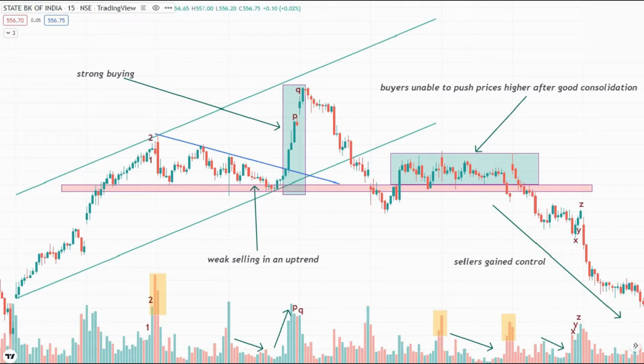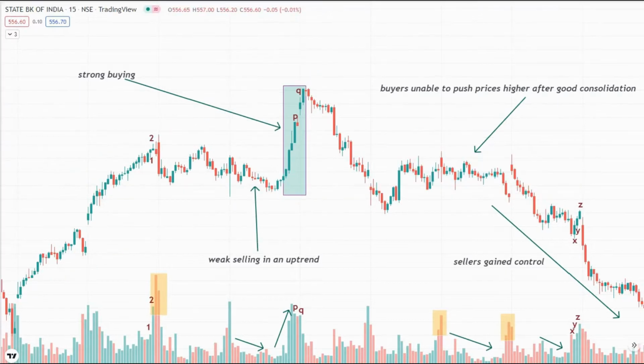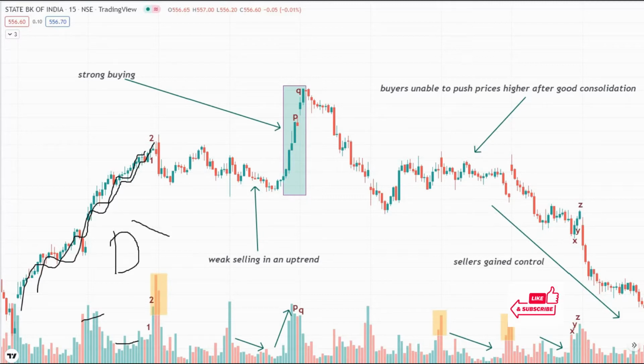So let's start. Here, as you can see, SBI is in a very strong uptrend. See the volumes, strong volumes, and prices are going towards the upside. So we can say that demand is overcoming supply very aggressively. That's why prices are going towards the upside very aggressively.